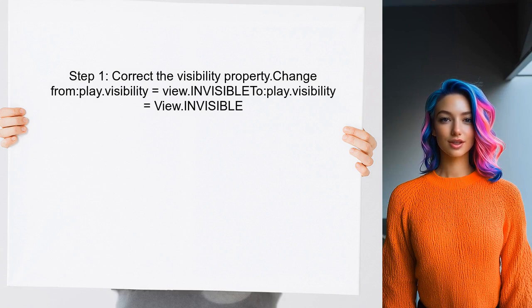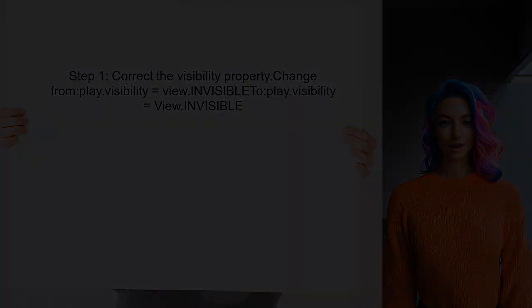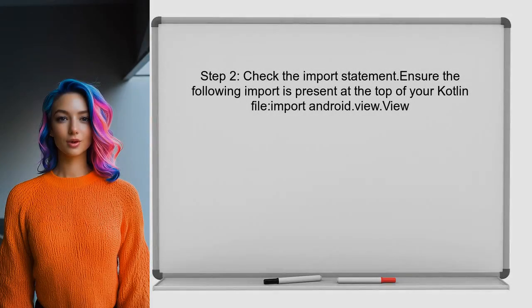To begin resolving the user's issue, we need to check the visibility property being set in the code. The user is currently using view.invisible, which is incorrect. Instead, they should use view.invisible. Next, the user should ensure that they are importing the correct view class. This is crucial for the visibility property to work as expected.